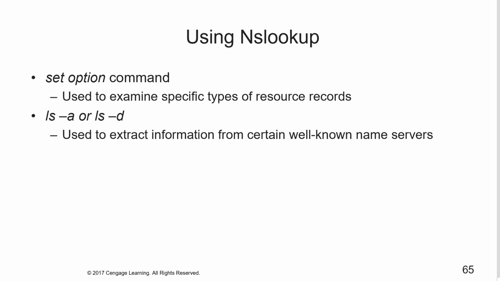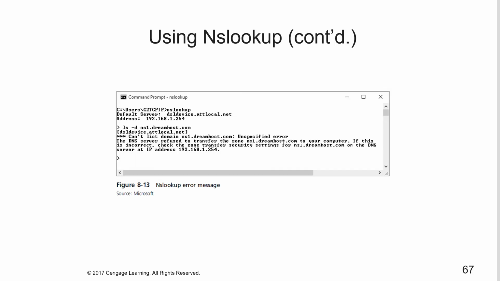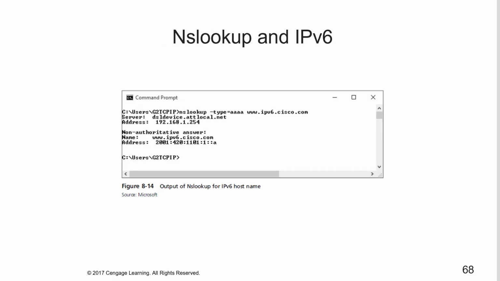The set option command in Nslookup is used to examine specific types of resource records. And the ls -a switch or the ls -d switch are used to extract information from certain well-known name servers. So here's an example of examining NS records for edtittle.com. And here's an example of an Nslookup error message. And here's an example of output for Nslookup for an IPv6 host name.